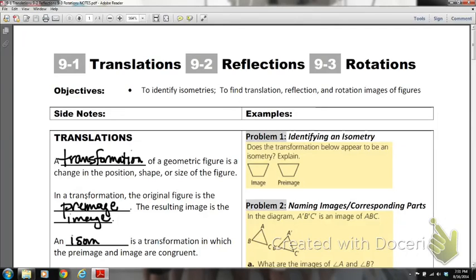An isometry is a transformation in which the preimage and the image are congruent. Now, all 3 of these types of transformations that we're talking about in these lessons are going to be isometries. The figure after the transformation is going to be congruent to the figure before the transformation. This is also, in some problems, called rigid motion, because the figure is congruent to the original after the movement, after it's translated or rotated or reflected.